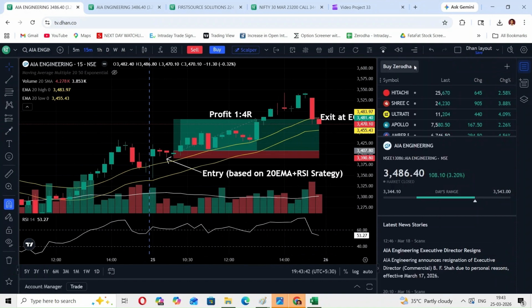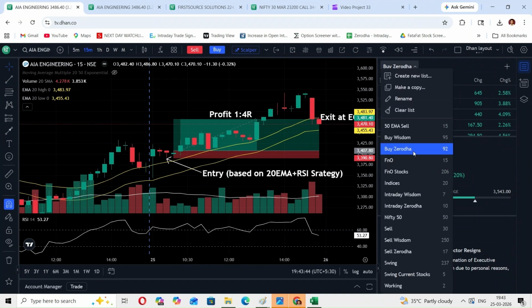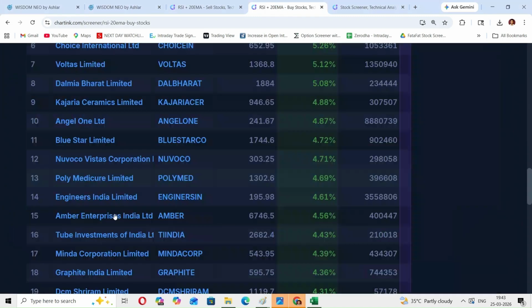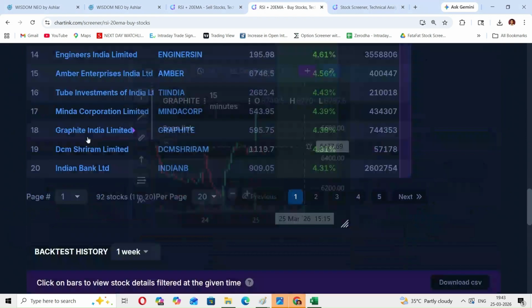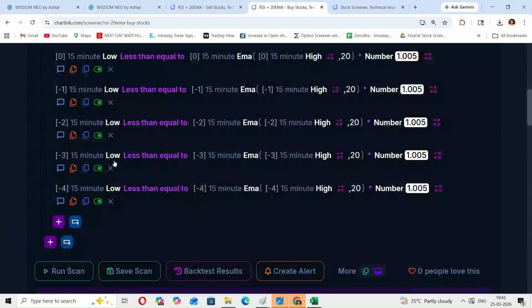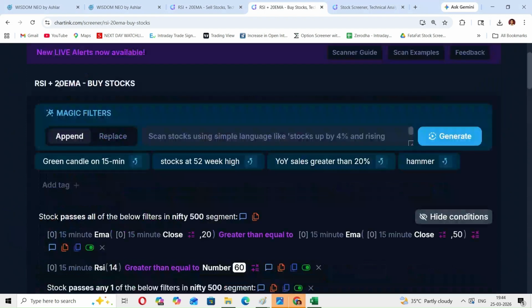One second, I will just show you those stocks. See here, 92 stocks are here, so I will just show you those 92 stocks. Here there are 92 stocks filtered as per that criteria, right? This is the buy RSI plus 20 MA stock scanner.